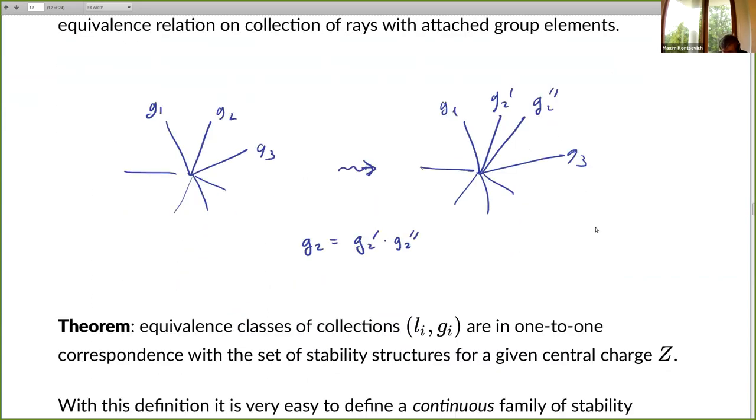And the theorem, which is very elementary, but the proof is quite long. We have, using the paper on analytic stability structure, where we propose this definition, that equivalence classes of these connections, when you start to rotate rays and these elements and multiply or decompose them, are in one-to-one correspondence with the space of stability structures. Yeah, it's a completely different perspective. And of course, it's not a unique description, but with this description, a reasonable stability structure one can describe in finitely many words.